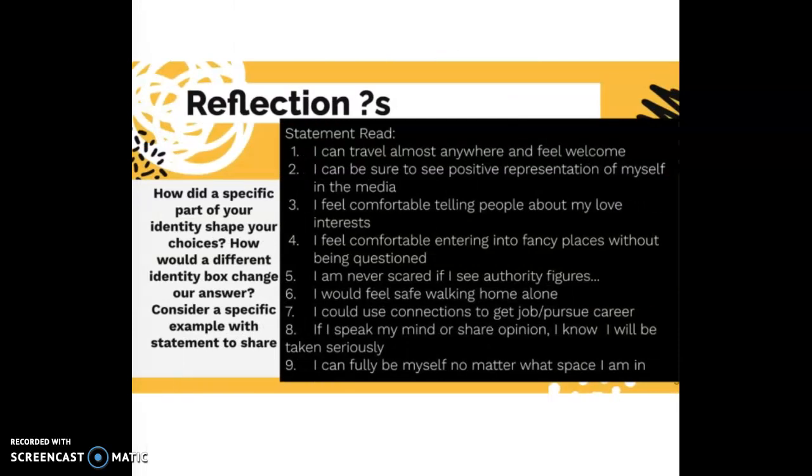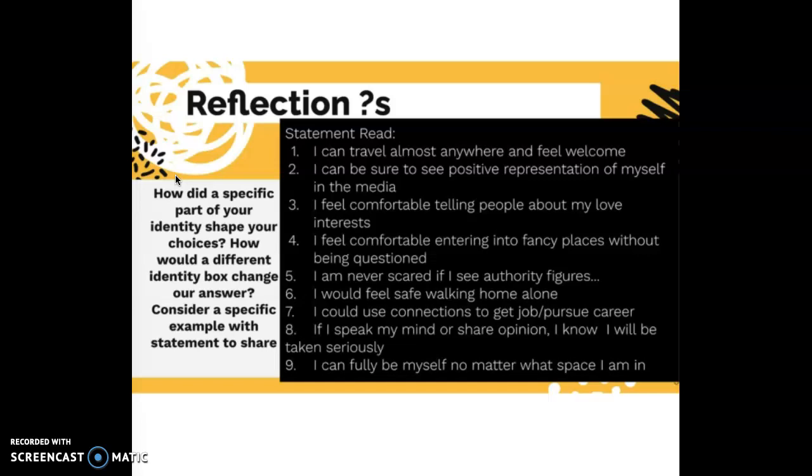All right, folks, we're going to go into some breakout rooms, and you're going to reflect. I'm going to leave this on the screen so you don't have to memorize these statements. But I want you in your breakout rooms to think about how a specific part of your identity shaped your choices. Share in your breakout room: do you think it would have been different if your numbers were different?